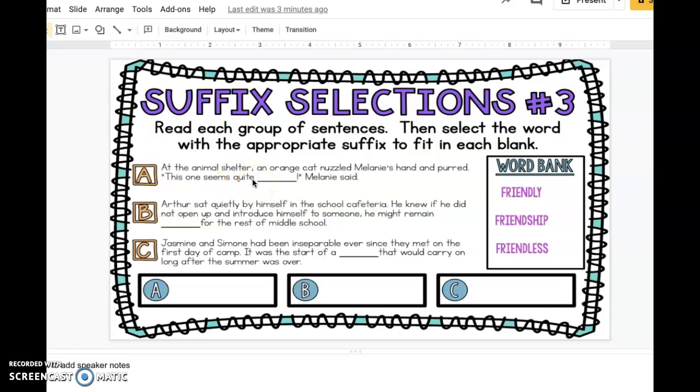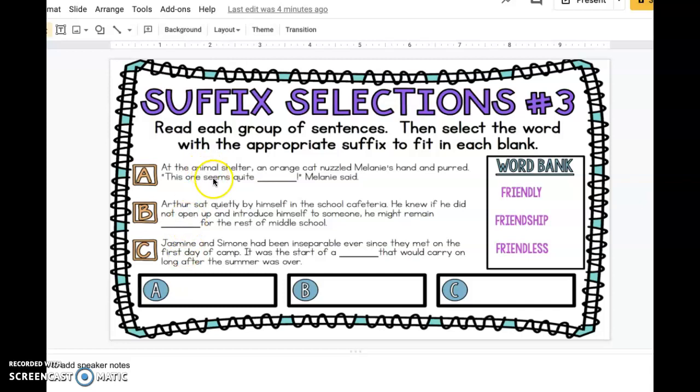So here's an animal that's nuzzling and purring. I don't think it's going to be friendless because that means not a friend. And ship is meaning to take the meaning of a particular job. I think it has to be friendly because the cat is everyone's friend. So A would be friendly. B. Let's go to B.